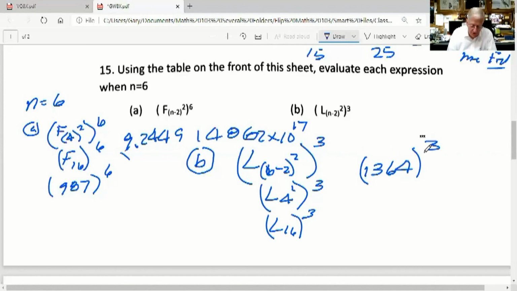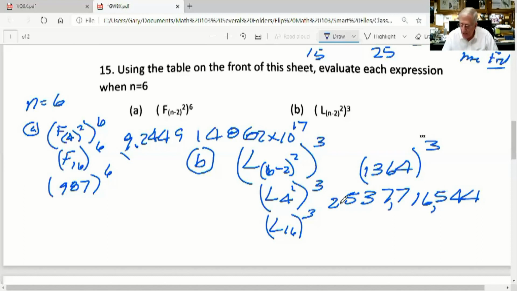1364 in my calculator to the 3rd power, caret 3, enter, is 253771654. Now this number I actually can probably read. It looks like 2,537,716,544. So there you go.